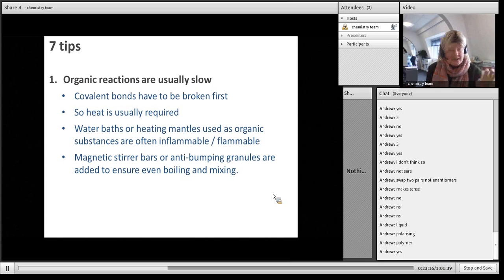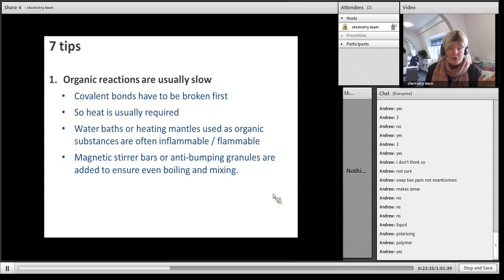When you're reacting ionic compounds, they're already separated in solution. So you don't have to break strong bonds. They're already separated. They're ready to react. With organic, you've got to break bonds. So it involves heat normally, and it involves time for that to happen.